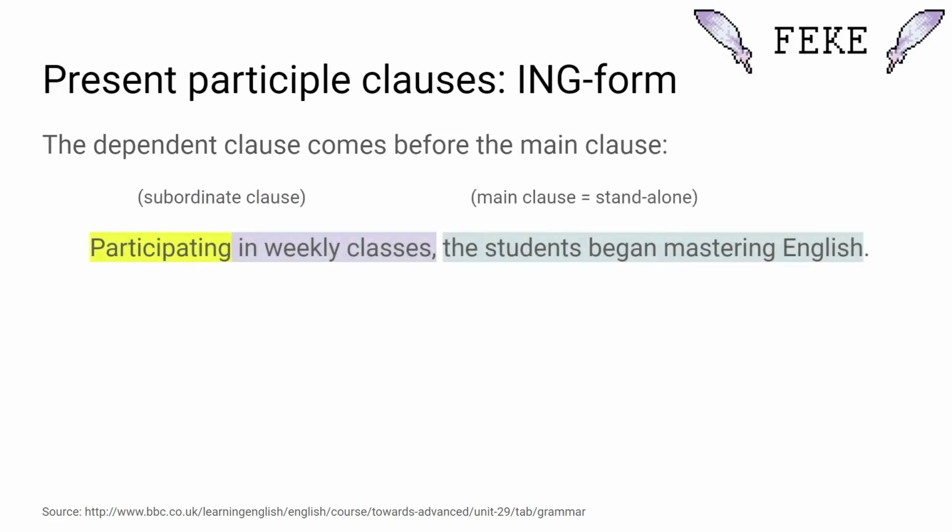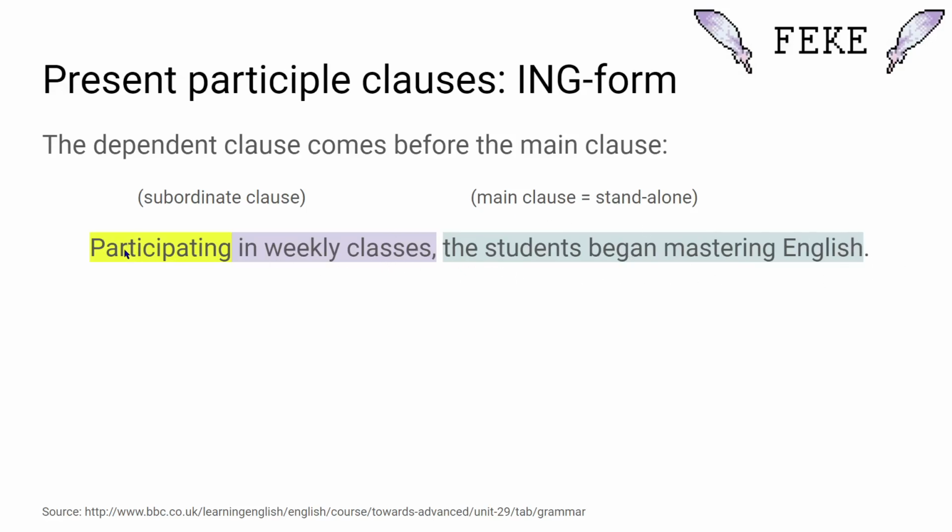Let's consider this sentence, shall we? Here you can see that I have highlighted the different parts of the sentence, but also what belongs to the subordinate or the dependent clause here, and then the main one. Remember that the main part of a clause or a sentence is going to be standalone. So we could say the students began mastering English, and that would have been a perfectly functioning sentence right there.